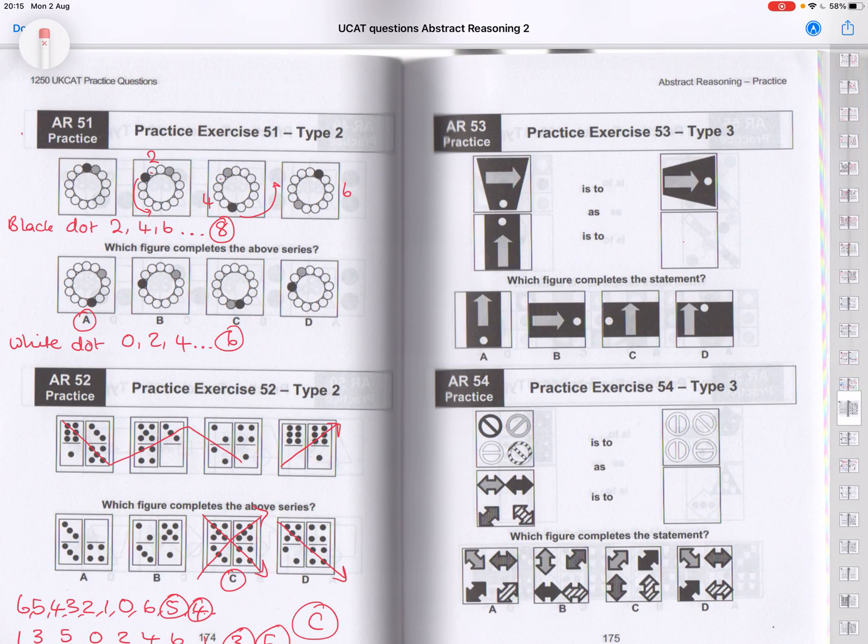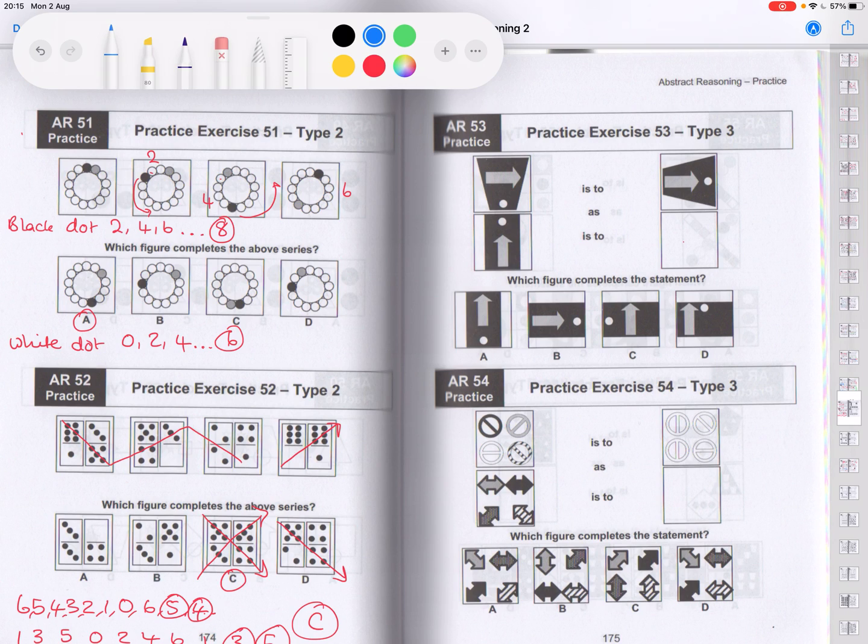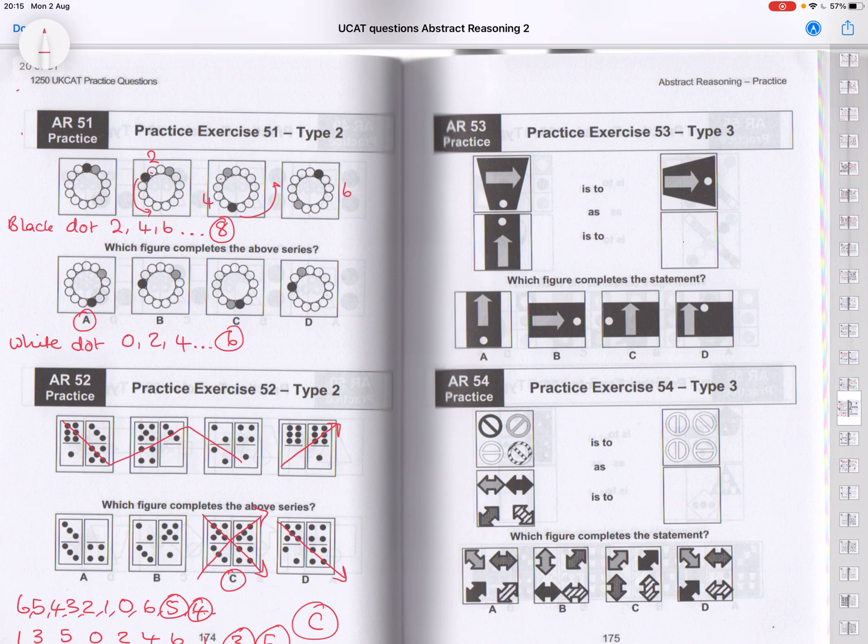Looking at practice exercise type 3, this is again supposed to be a quick exercise compared to type 1 and type 4 exercises. To be able to do these, you need to look at what has happened. If we were to call the starting object X and where it's going to is Y, whatever we have to do to X to make Y, we need to do to A to make B. So this first one is an easy example. They do get more difficult than this.